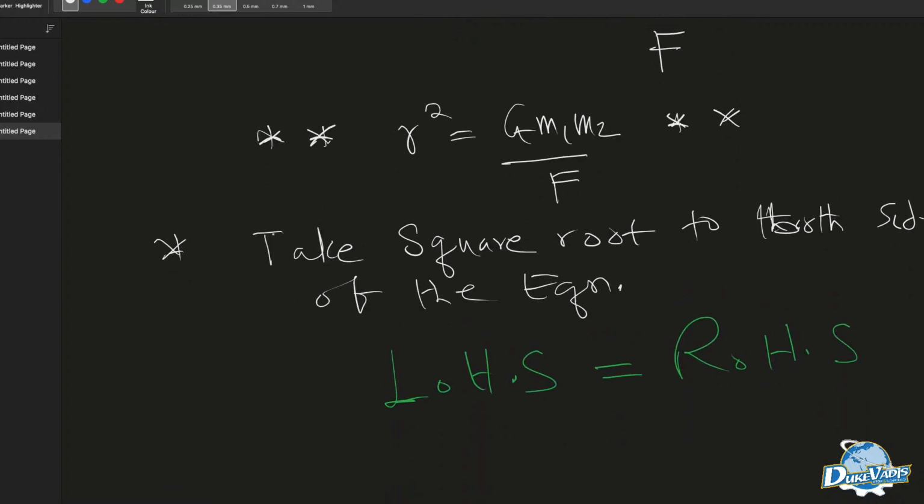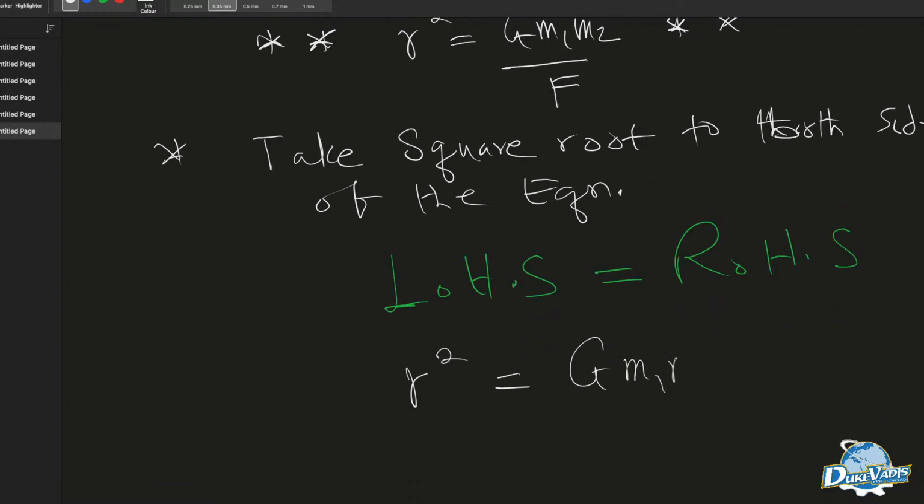So our r squared is equal to G m1 m2. Just bear in mind that G is multiplying m1 and multiplying m2, all over the force f. So we are going to take square roots. Now let's take square roots in different colors so we'll be able to understand. We take the square root of r squared, and we take the square root of the whole expression.